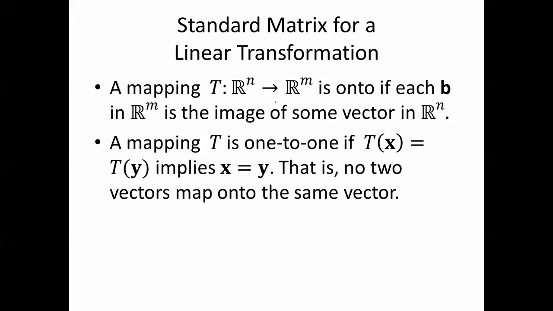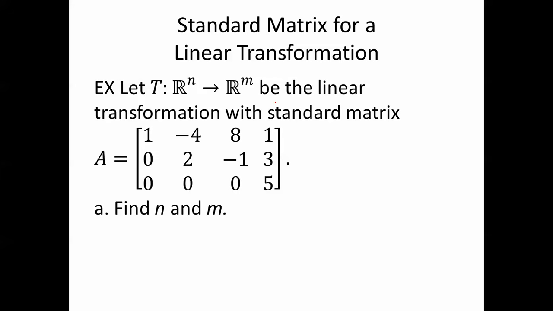Okay, now a mapping T going from Rn to Rm is onto if each b is the image of some vector in Rn, and a mapping T is 1 to 1 if T of x equals T of y implies x equals y. That is, no two vectors map onto the same vector. That's what we mean by 1 to 1 and onto. Let T be a linear transformation with this standard matrix. Find n and m. Oh my goodness.